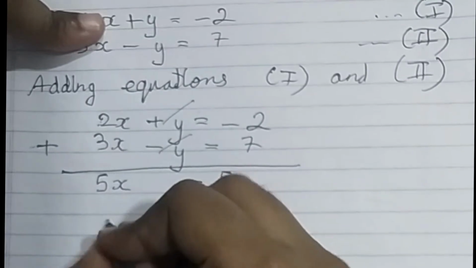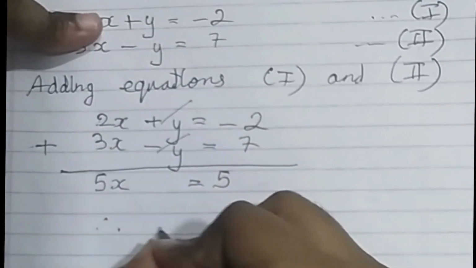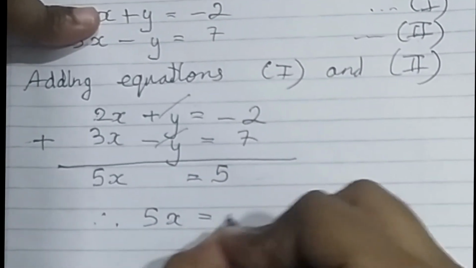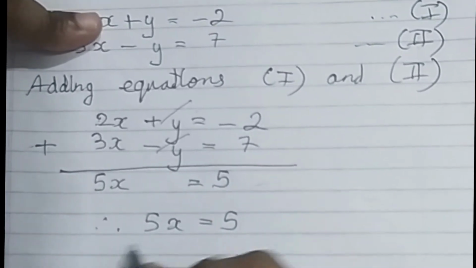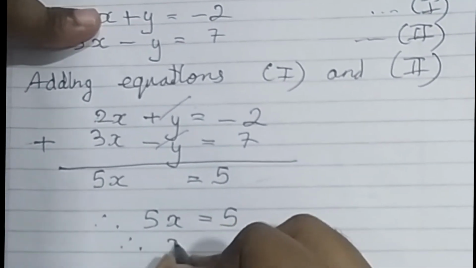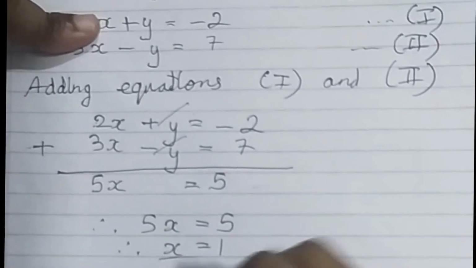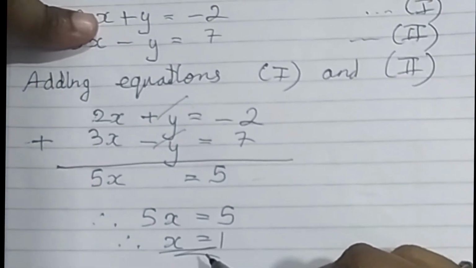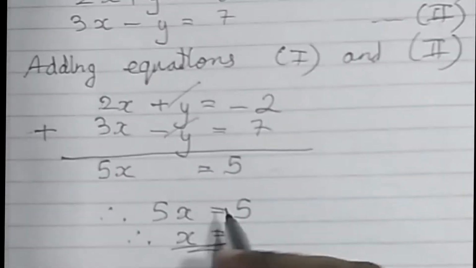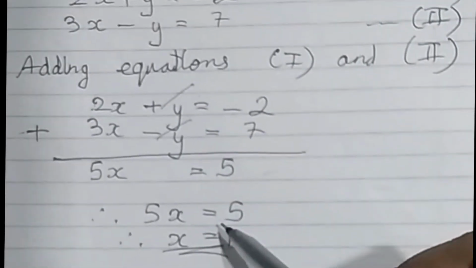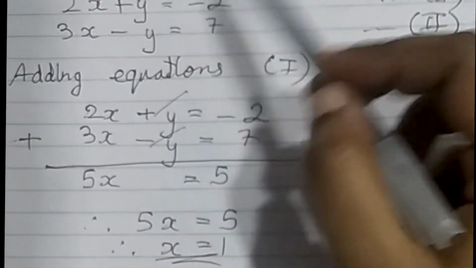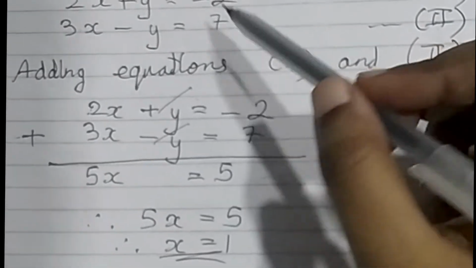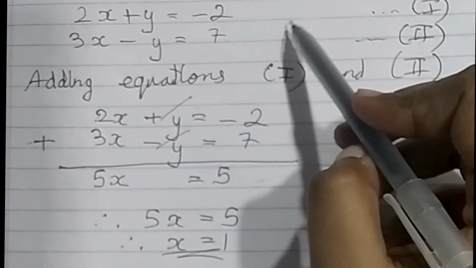Therefore 5x equal to 5. So what will be the value of x? Therefore x equal to 1. So here we got the value of x. Now this value of x we will substitute in any one of these equations. Any equation we can substitute. So we will substitute this value in equation 2.